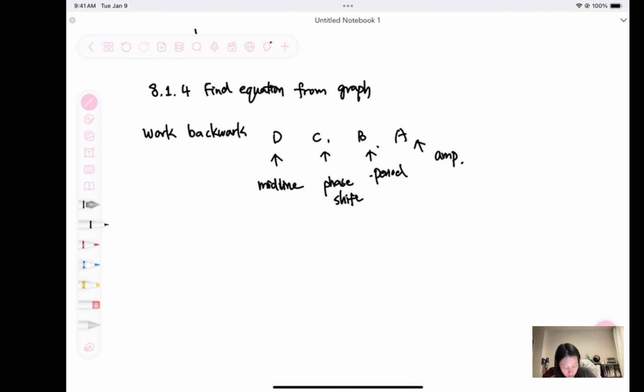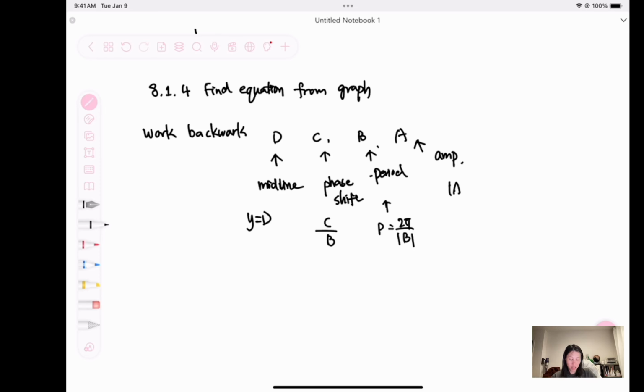So the midline is y equals D. That would be the midline. The phase shift is equal to C divided by B. This one is a little bit hard because without the period, you won't be able to find the C after you read the graph. So maybe in this case, we should do midline D, then B, C, A. B is the period. How do I find B? Period is equal to 2 pi divided by the absolute value of B.